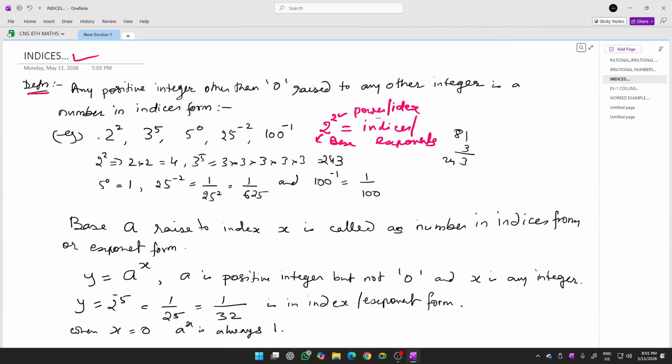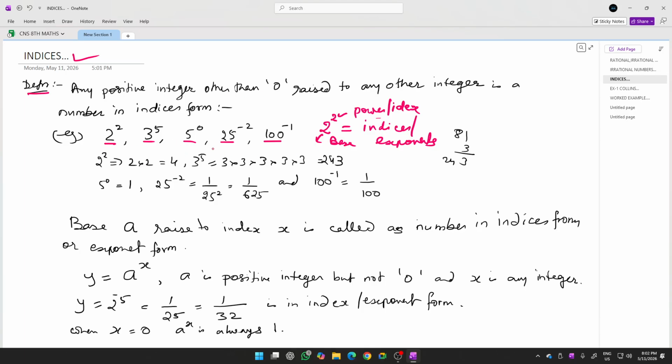So a number of the form 2 raised to 2 is a number in indices form. 3 raised to 5, indices form. 5 raised to 0, indices form. 25 raised to minus 2, indices form. 100 raised to minus 1, indices form. What you have to really check is the base. The base of this indices number is 2 in this case. Here it is 3, here it is 5, here it is 25, here it is 100. So the base can be positive or negative, but not 0. It can be any integer other than 0.